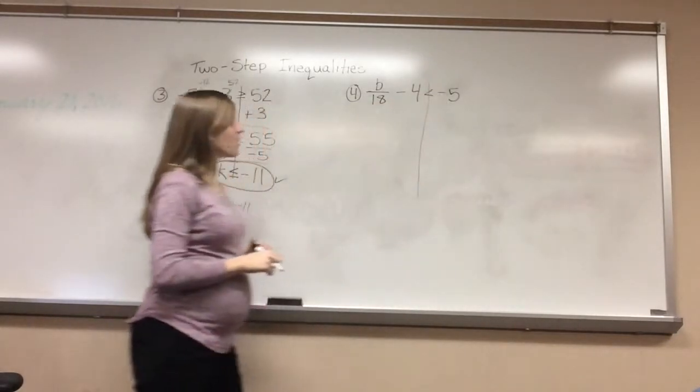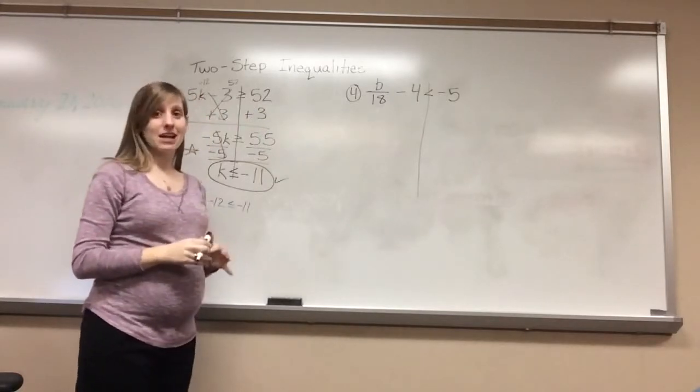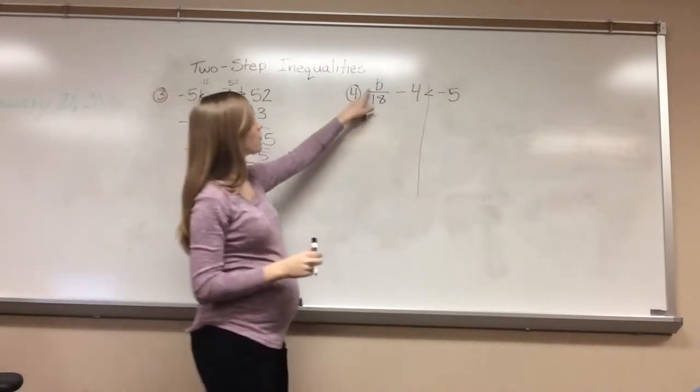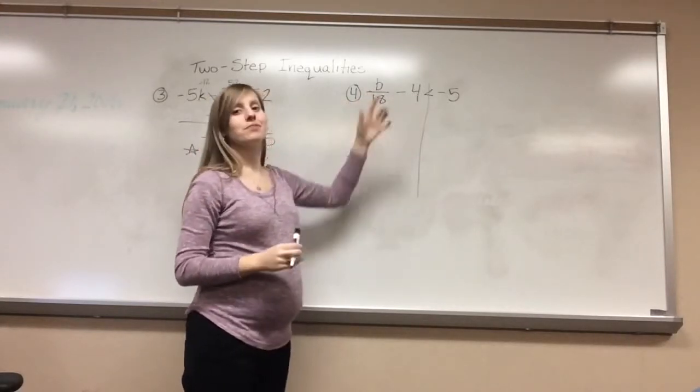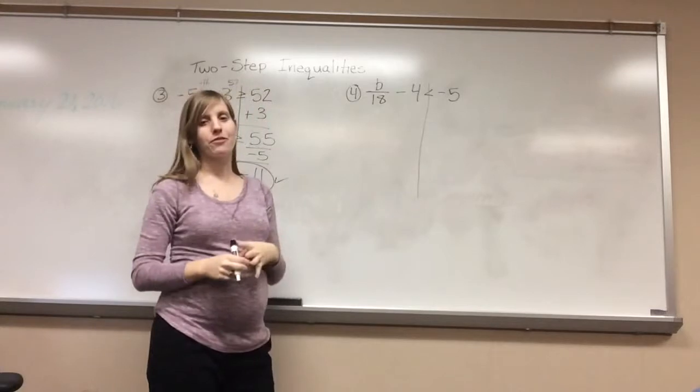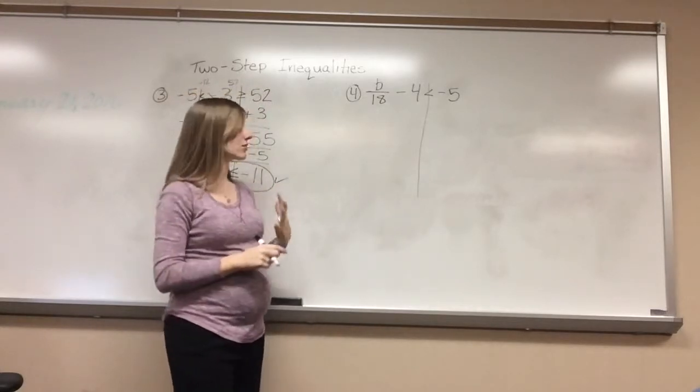Draw my line through the inequality sign. I need to get b by itself. Now, b is being divided by the 18, and the 4 is being subtracted. So, I need to cancel the 4 first. Always cancel out the addition or subtraction first.